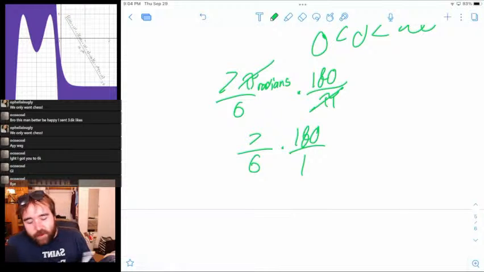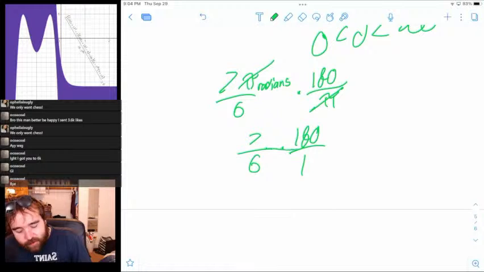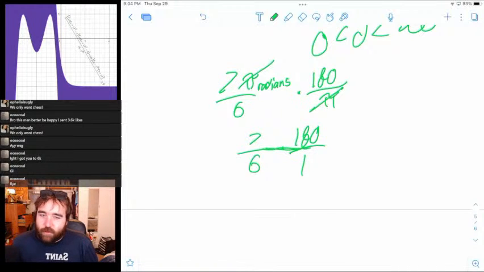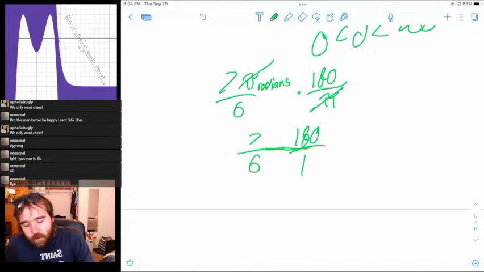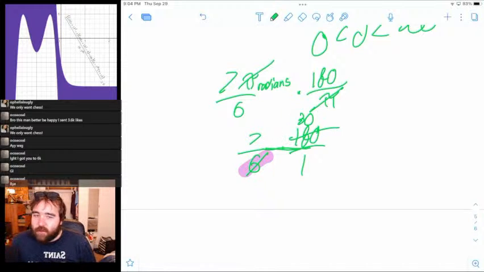Like, remember they always say cross cancel back in middle school? That's really just because this is one fraction, because when you multiply fractions, it just becomes one fraction. So what can you cancel out here before you multiply anything? 6 and 180. Yeah, would be 1 and 30. And so now you don't even need a calculator for this problem, because now it's just 7 times 30, which is 210. Okay, cool.